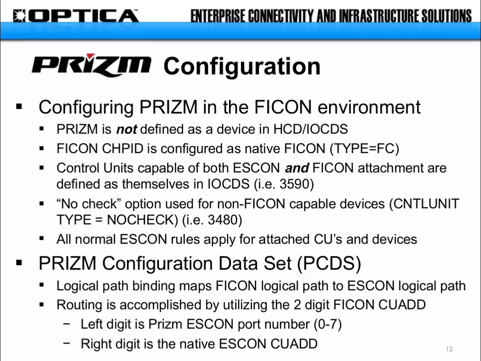First and foremost, understand that Prism is actually not defined in your mainframe gen. So it's not a device that you actually code in IOCDS. The Prism itself is actually transparent to the mainframe. What you do code, however, is your FICON CHPIDs that are accessing Prism. You code those as native FICON, or CHPID type FC.